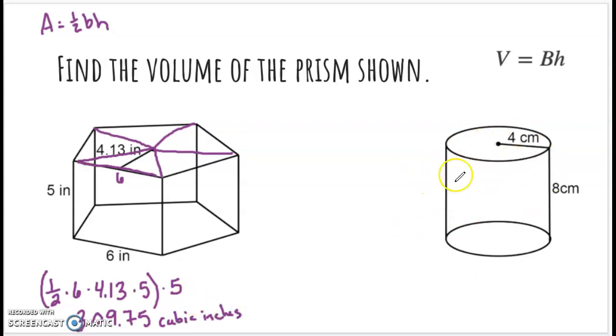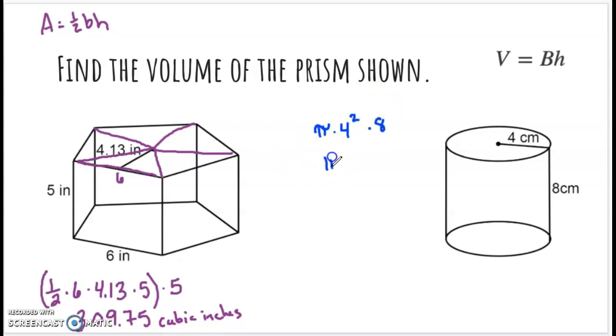And then we can do the same thing for our cylinder, right? We want to find the area of our base times the height of our cylinder to find the volume of that cylinder. Okay, so remember to find the area of a circle, you're going to use pi r squared. Let's see here, I'm going to pick a different color. We're going to do pi times radius squared. So I'm going to do pi times 4 squared. And then I'm going to multiply that by the height of my cylinder, which is 8.